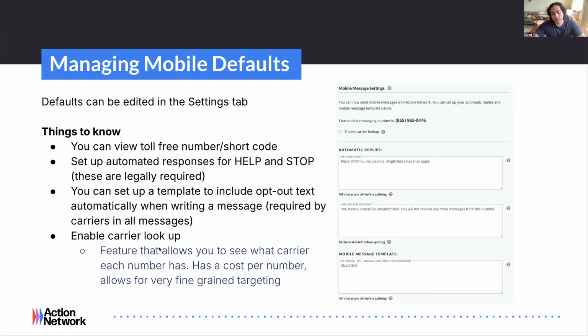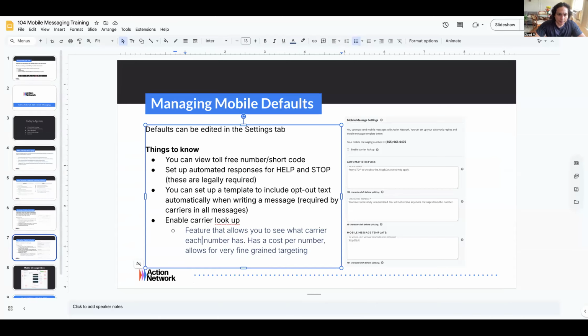You can also do something called carrier lookup. This is a feature that has an additional cost, but this basically allows you to see what carrier each number is linked to. This is particularly useful if you think you're having issues with a particular carrier, or if certain carriers just have higher fees and it's not worth it to you to check certain carriers. This can be very helpful. There's a whole host of fees associated with SMS that come from carriers. And so this is a great way to see what carriers people are on.